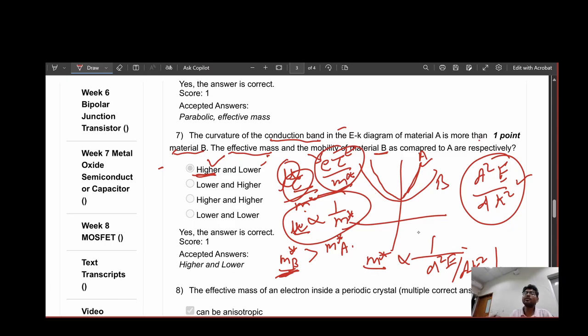What I wanted to tell you is that there is an inverse relation. So mu and M star will be in an inverse relation. Mu and effective mass have an inverse relation. That's what I wanted to tell.